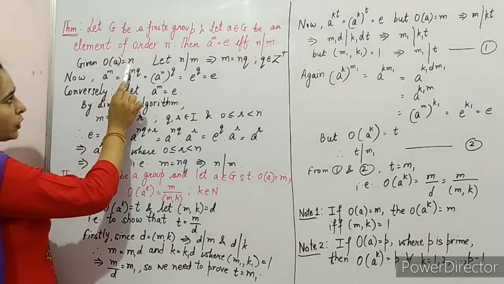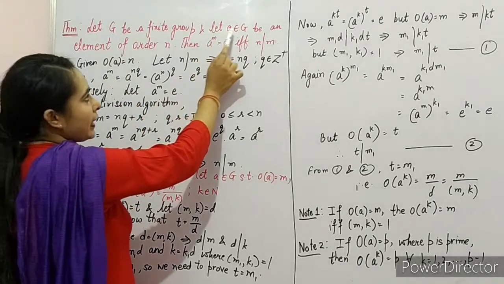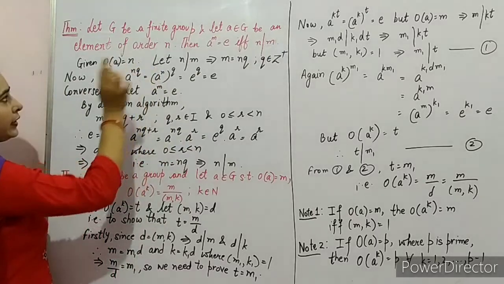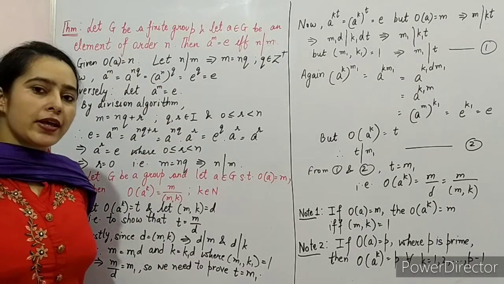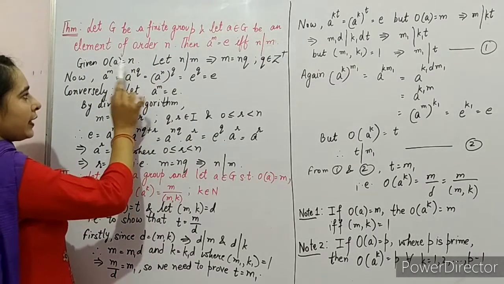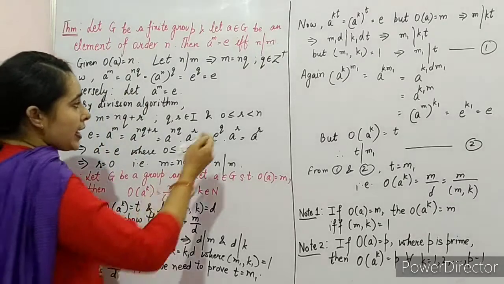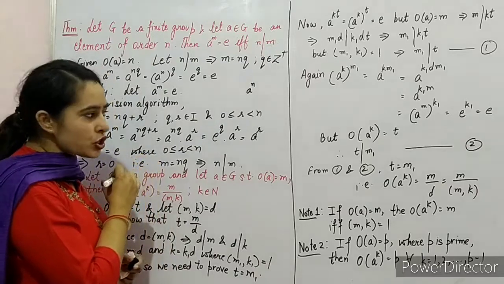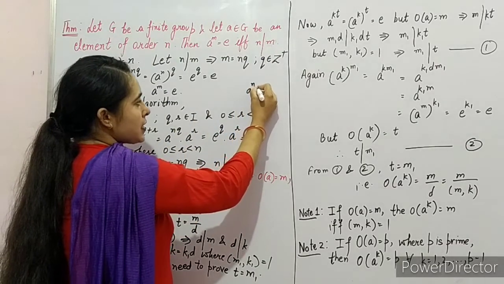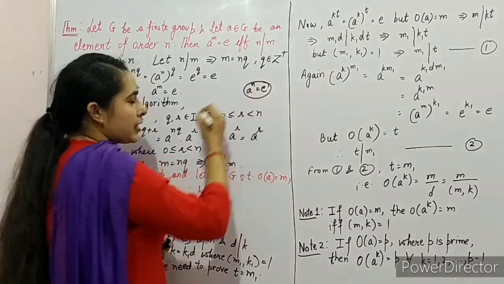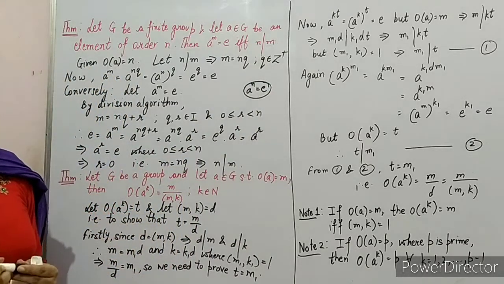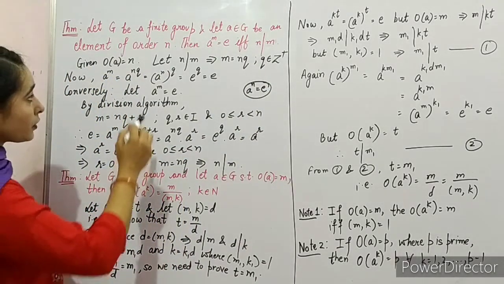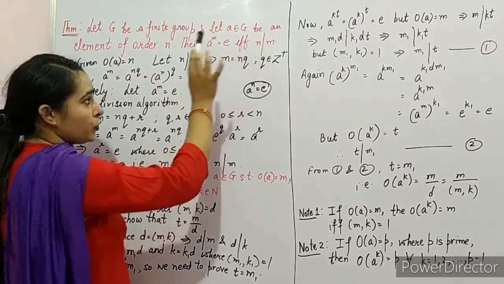Given the order of A is equal to n, that means A belongs to G and is an element of order n. Order of A is n means that n is the smallest positive integer such that A raised to the power n is equal to identity. This is the definition of the order of an element. Now we have to prove it both ways.